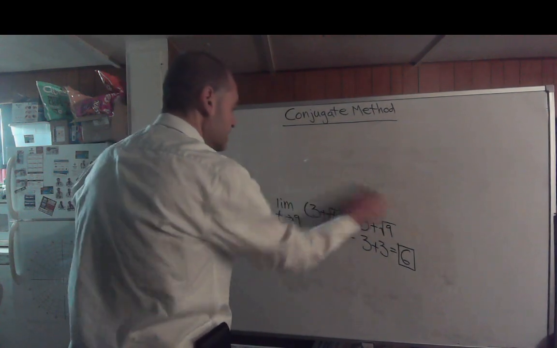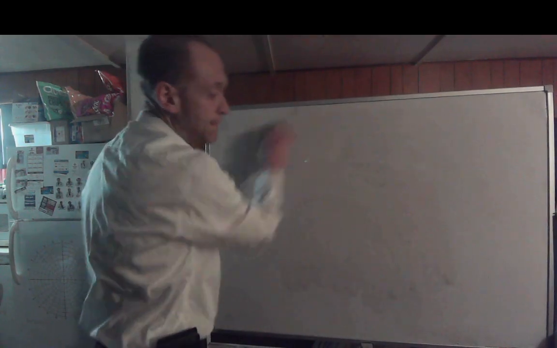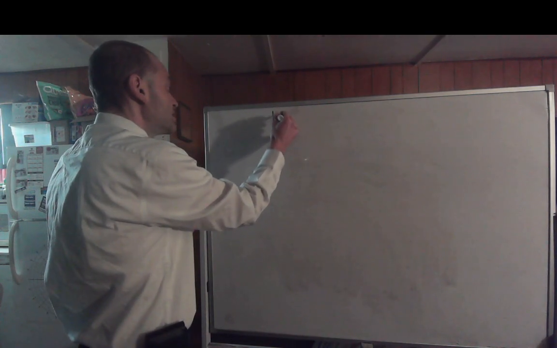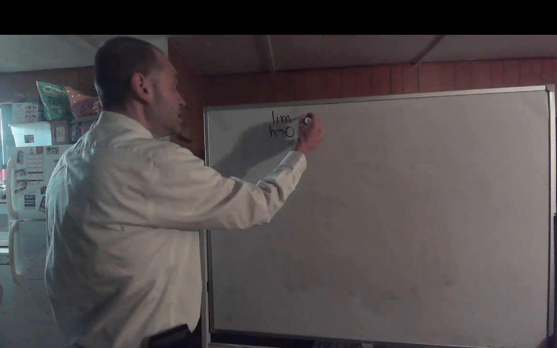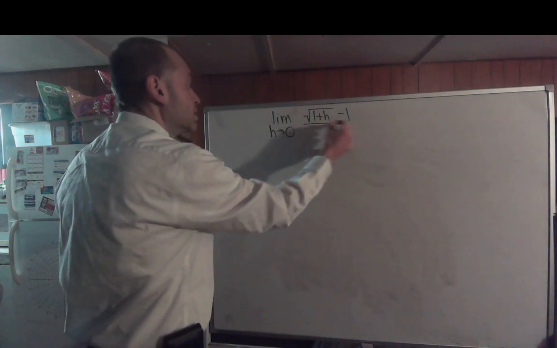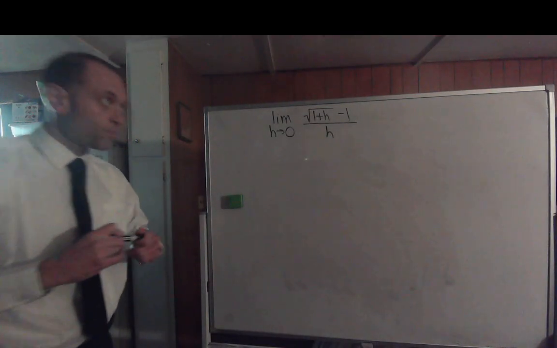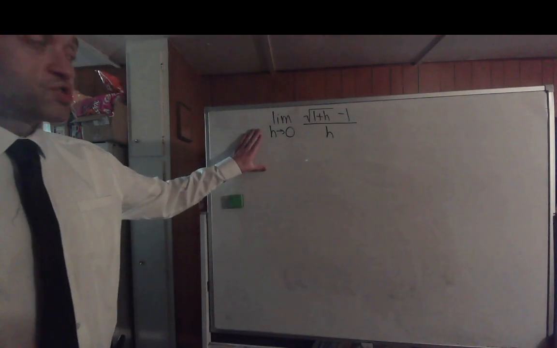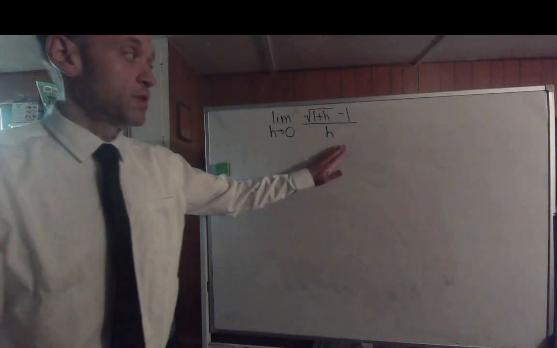Let's do a few more conjugates, because I know conjugates can get a little bit funny. We have the limit as h approaches 0 of the square root of 1 plus h minus 1, all that over h.